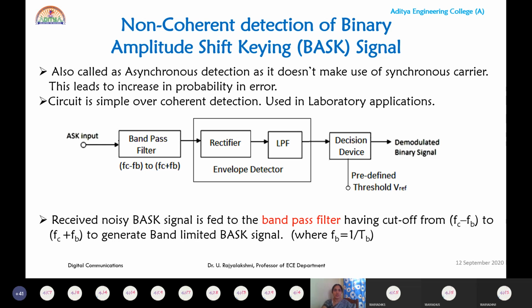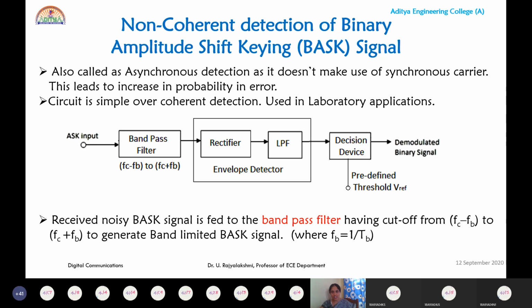So that's why it leads to an increase in the probability of error. So this kind of circuit is preferable only for laboratory applications, and coherent detection is used in real-time applications. But the circuit is simple compared to coherent detection. Please observe the circuit. How many sections are there? It consists of 3 sections.